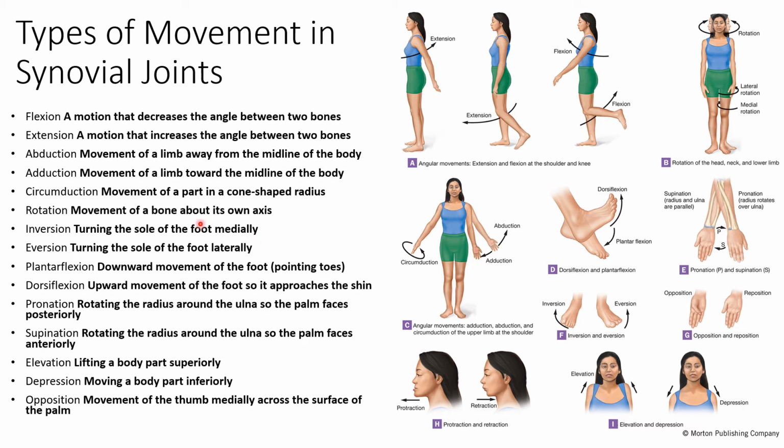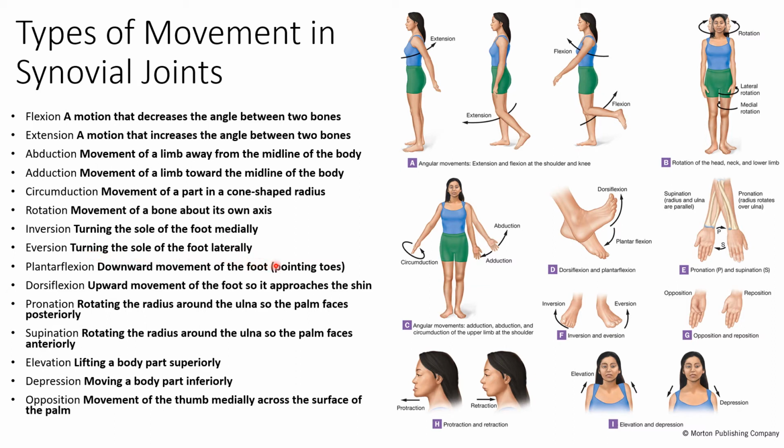We also have circumduction, movement of a part in a cone-shaped radius. So if you take a look right here, if you do like this. So next we have rotation, so movement of a bone about its own axis. So right up here we can see rotating the head, that is rotation. That's a great example of that. Inversion, so inversion and eversion go together. So inversion would be turning the sole of the foot medially, and then eversion would be turning the sole of the foot laterally.